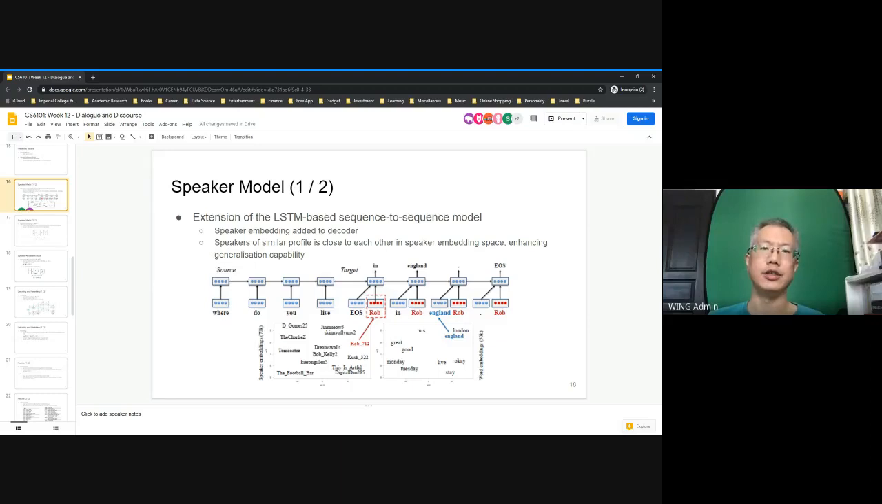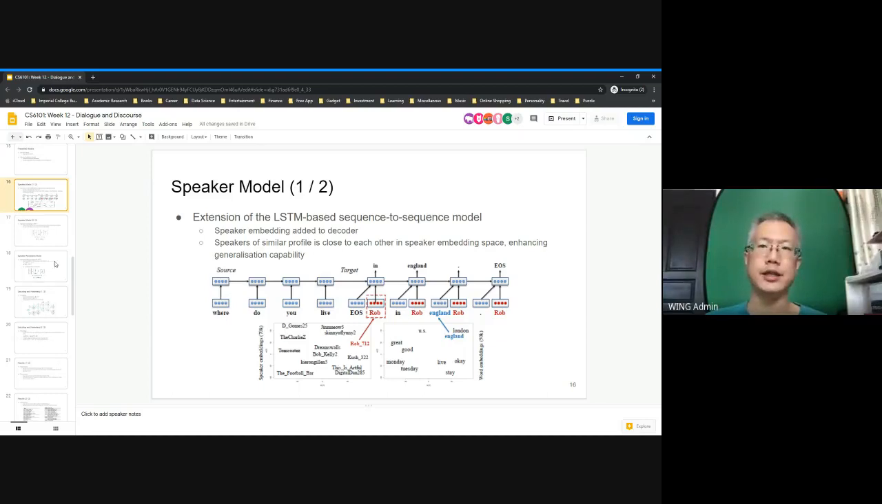So that's why somebody who speaks with a more English vocabulary might be picked up as living in the UK or in London, right? That's what it said, okay? So that's the speaker model.